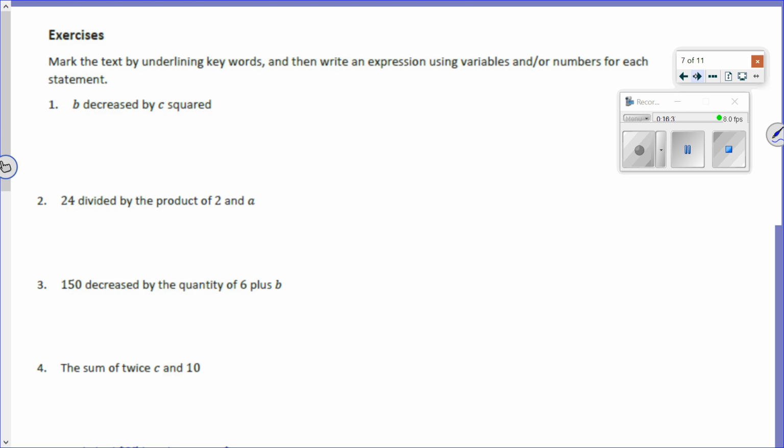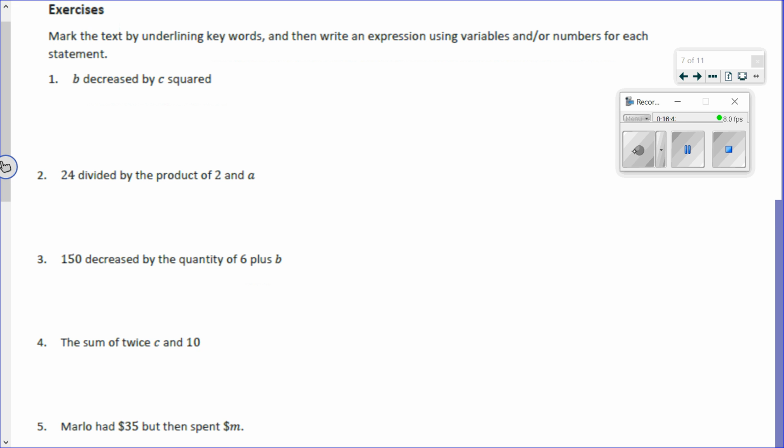Do we have to mark it too? Yes, mark your text. You should be doing that all the time, Devin. I never do that. I know. Okay, again, hopefully you guys are marking your text on these. If you are, it makes it a lot easier.